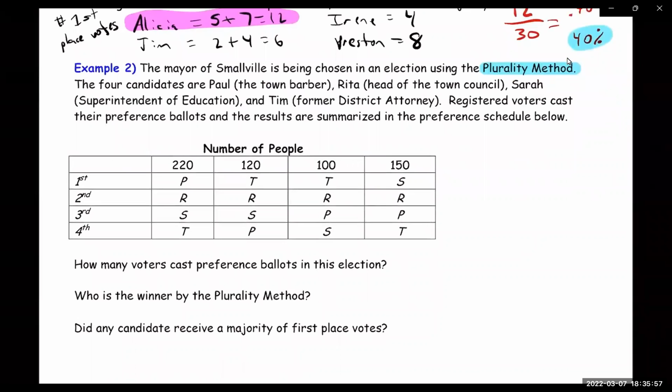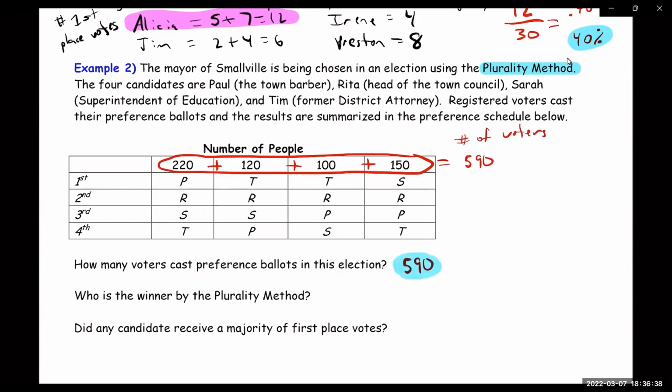All right, so now we're talking a lot of voters here. But how many voters cast preference ballots in this election? Does anybody know how many voters there were? Let's see. So you add up those top numbers and you should get, I got 590. Yeah, 590 voters.